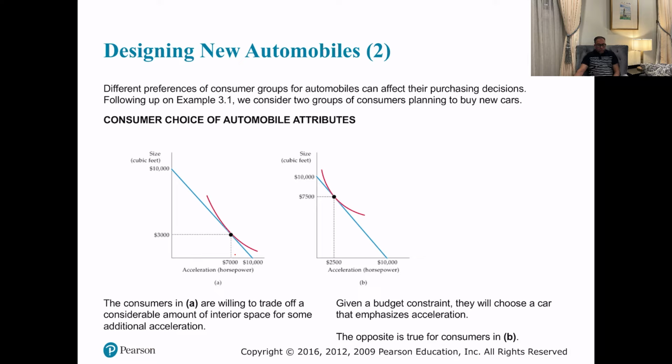The consumer in A is willing to trade off a considerable amount of interior space for some additional acceleration. So he goes for $7,000 for acceleration and only $3,000 for space. On the other hand, the other consumer, who prefers more space, is going to spend $7,500 on space and the remaining $2,500 on acceleration. And we see that they have their own indifference curves because their preferences are different, and they are maximizing their utility at the point where their indifference curves are tangent to the budget line.